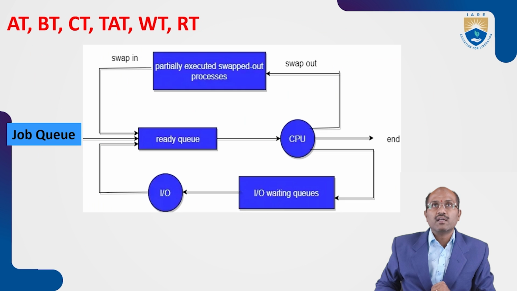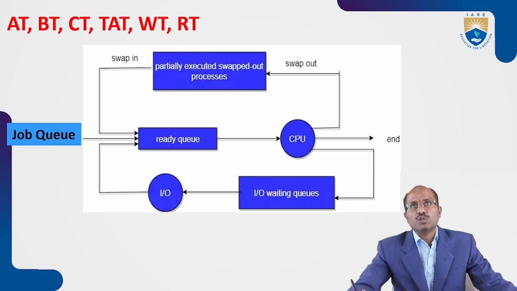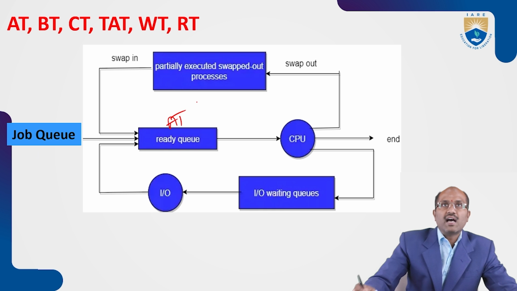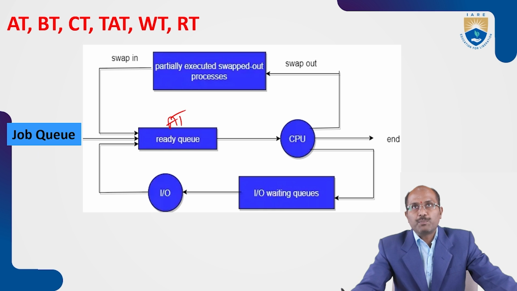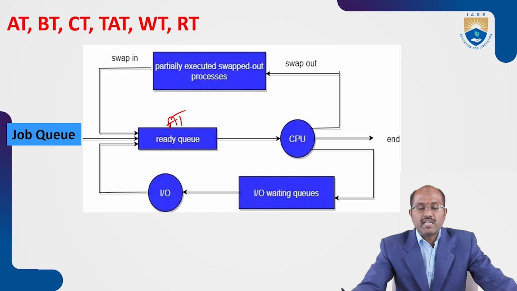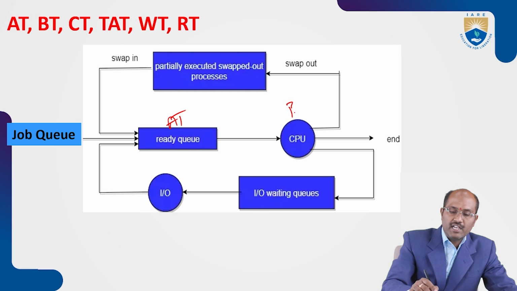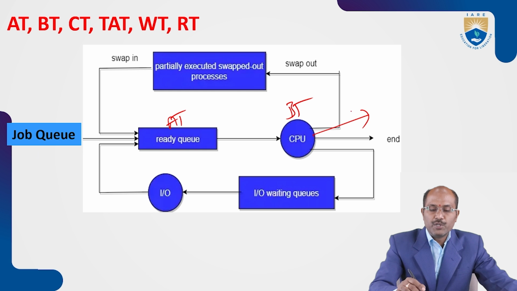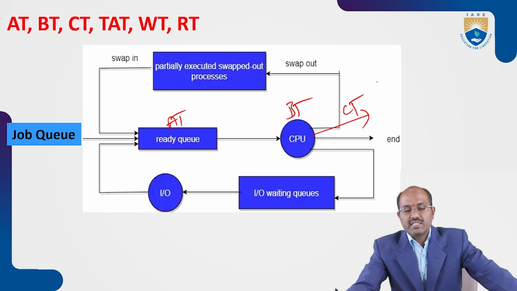Okay, then this is the job queue. So all processes are coming here. When a process is ready in the queue, that is when we calculate the arrival time. Once the process is submitted to the CPU and completes its execution, that is where we calculate the burst time. When the process completes on the CPU, that is when we calculate the completion time.